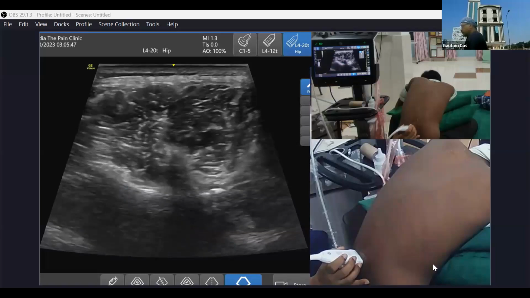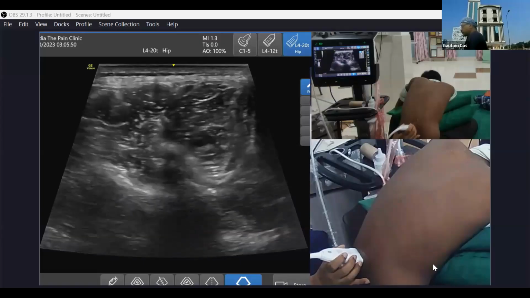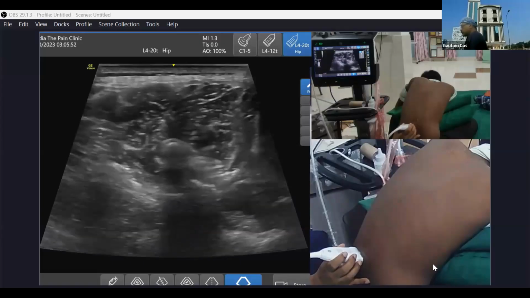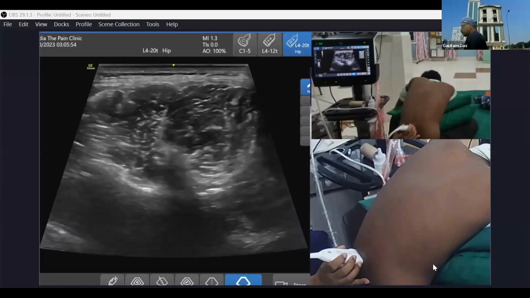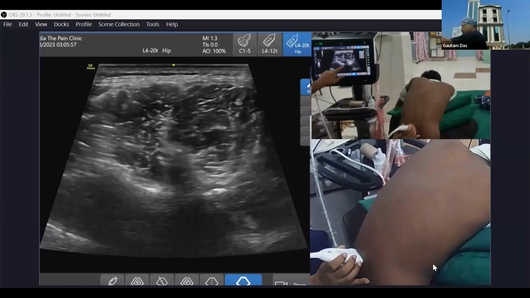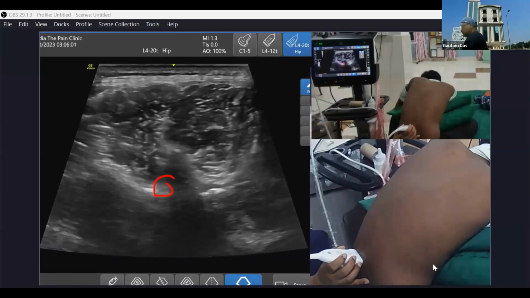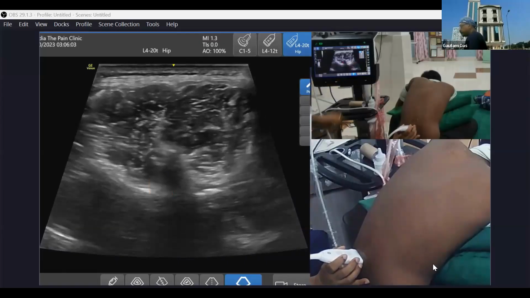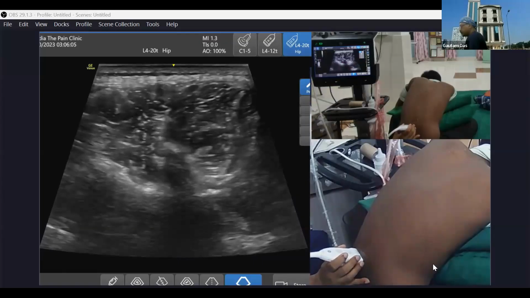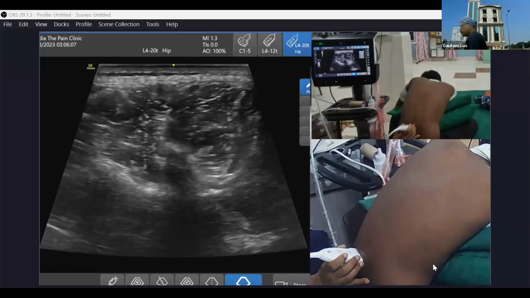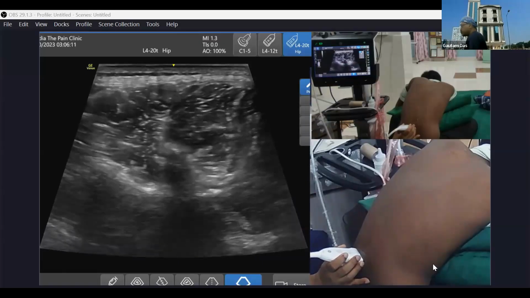So to do the medial branch block, I need to find out the transverse process. Here, no transverse process. Here, transverse process. So I need to find the transverse process and see some pulses there, at the most medial area. Okay, so that is where the medial branch block should be done.